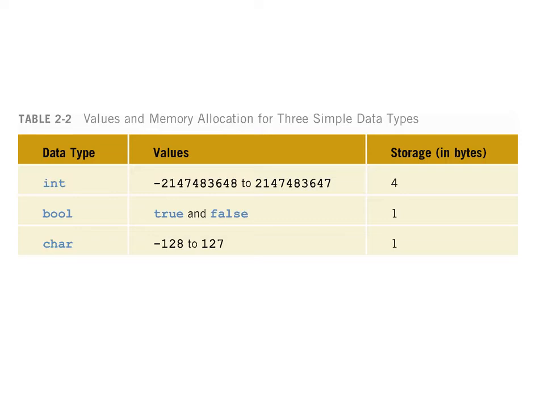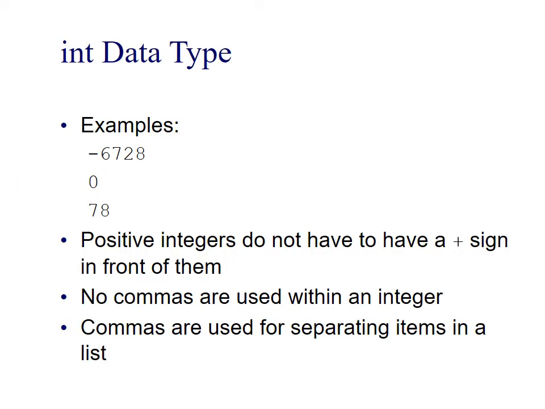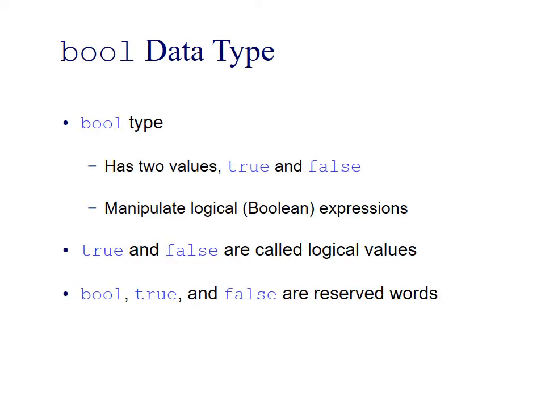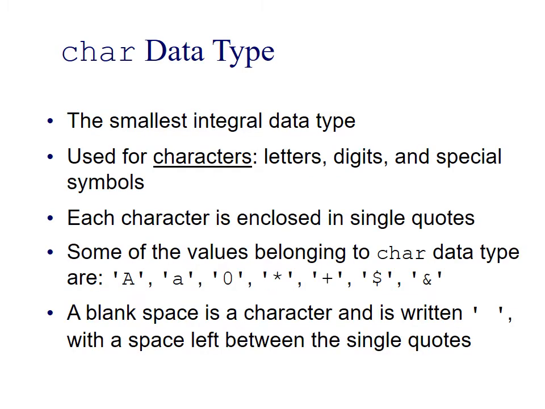This is the integers. We have the minimum, the biggest negative value, and the maximum positive value. Storage in bytes is 4 bytes. Then Boolean we have true, false. Characters we have maximum, minimum. So this is the integer data type, which has a minus or plus number. Boolean is true or false, and by default it will be false. Then the smallest integral data type is used for characters, letters, digits, and special characters.